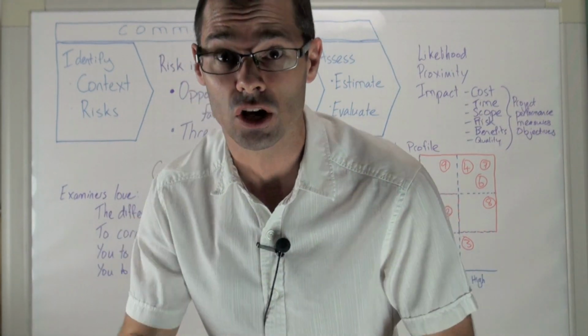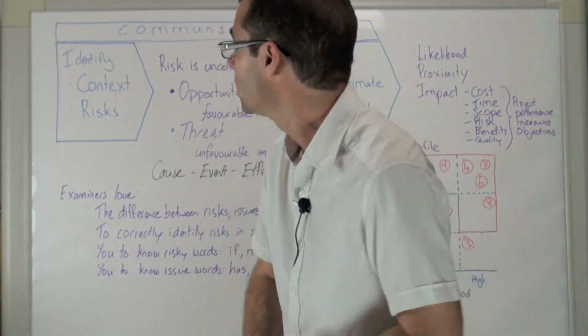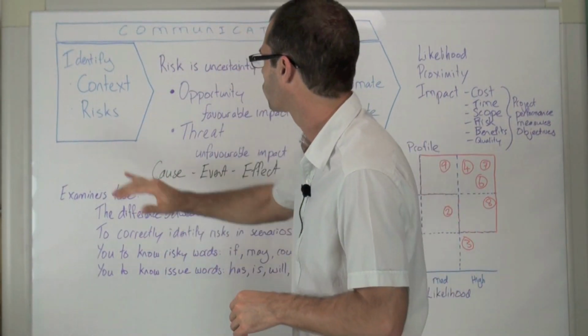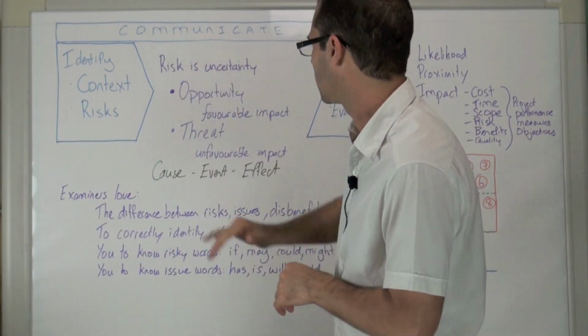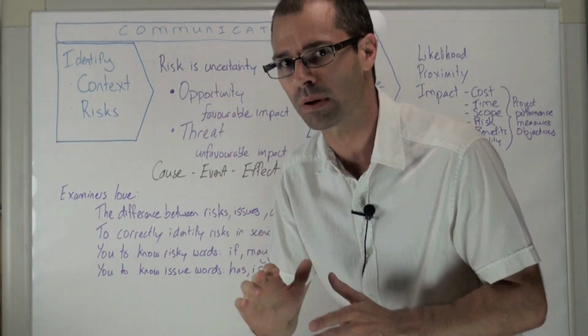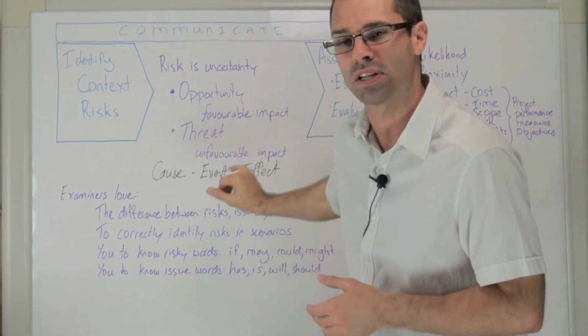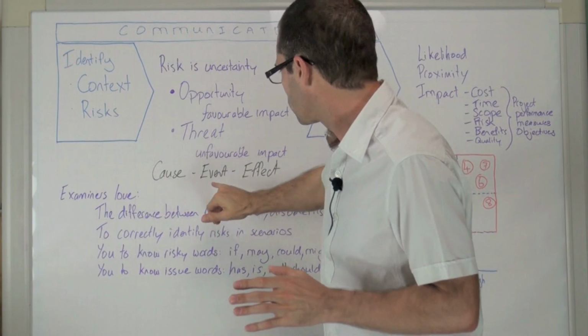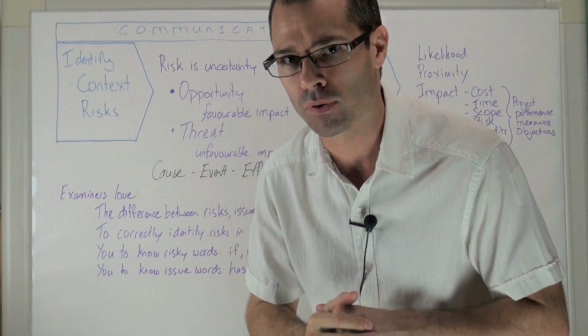Today we're talking about risk. The first step in the risk management procedure is to identify. We need to identify the context of the project. Then we identify the risks. Risks are about uncertainty. They're about opportunity, which have a favourable impact on the project, and they're about threats, which have an unfavourable impact on the project. A risk cause may produce a risk event, which may affect a project objective.